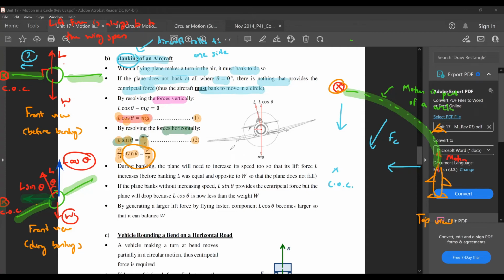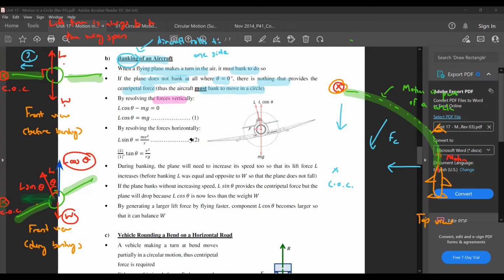Okay, so same thing as before, no need to remember this, but please be aware how to analyze the forces and how to derive some other resulting expression. This is the more important one. Okay, so this is banking of an aircraft. And then another thing I should probably mention to you is this.